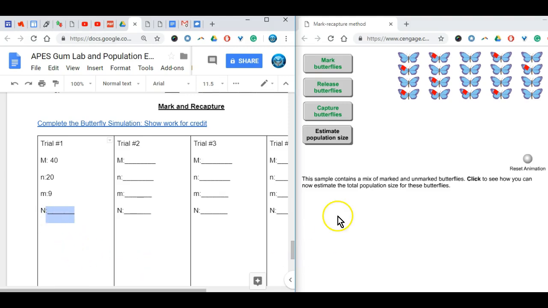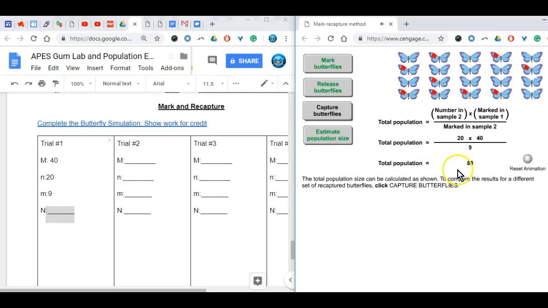Now, if you're unsure if you're right or wrong, just click on this one that says estimated population size. So here you go. It should equal 88. They have it out of order here, though. They have it as number in second sample by marked in first sample, so they have it reversed from my equation. It still works out the same way, but use my equation. This will matter later on when I start playing around with variables.